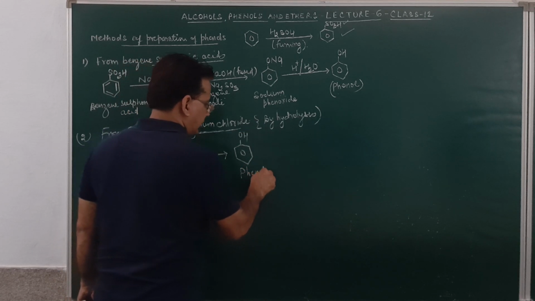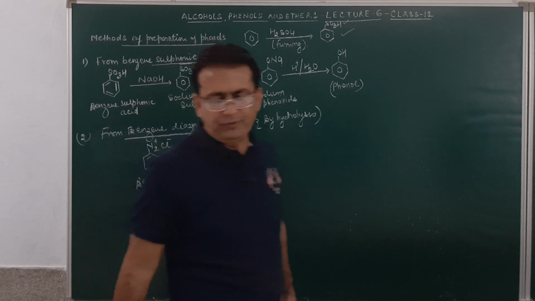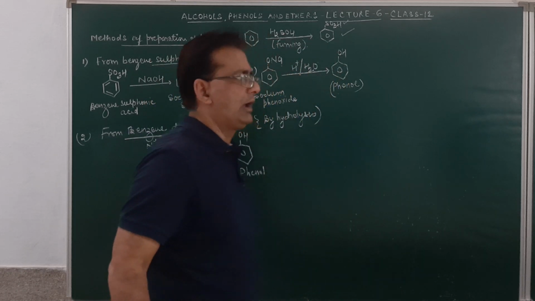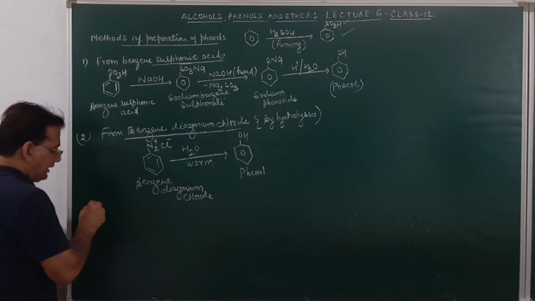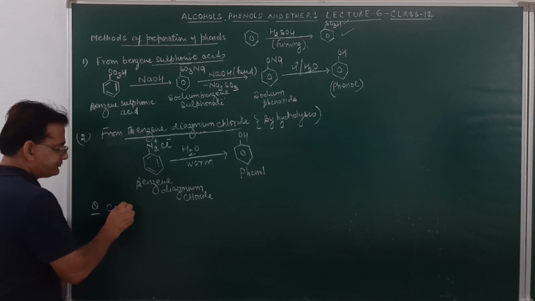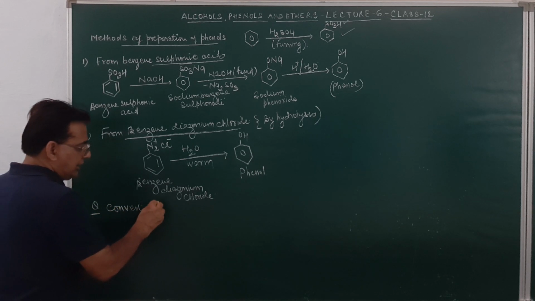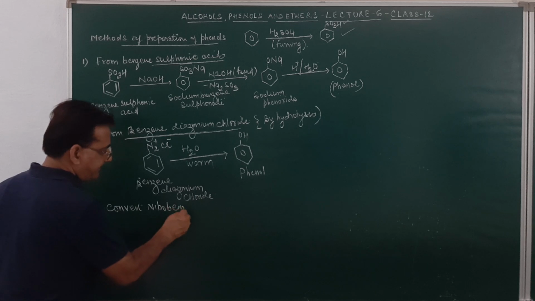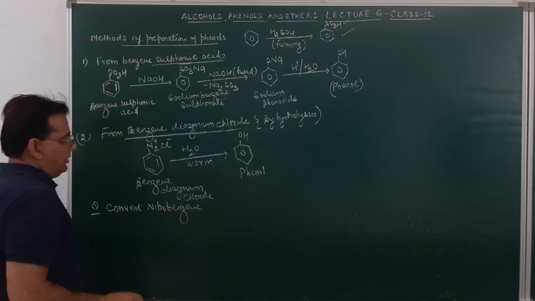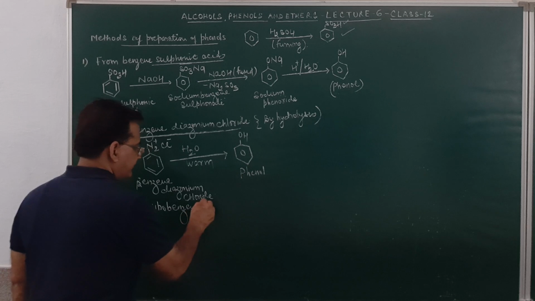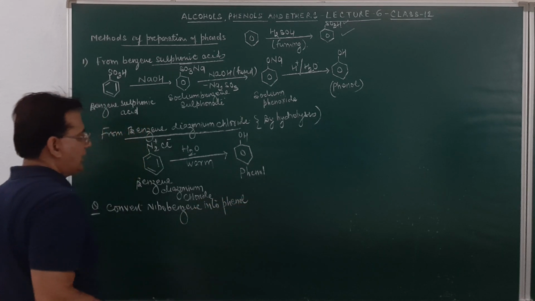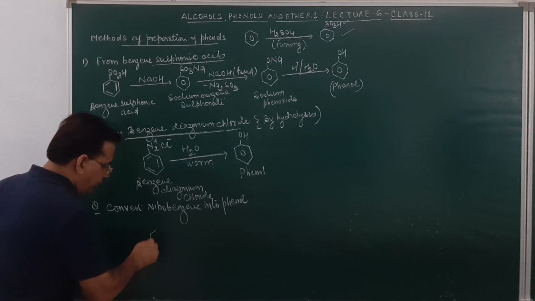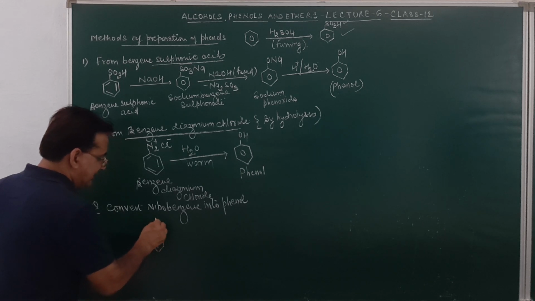Now see, students, over here there can be two sets of questions. First of all, how do we prepare benzene diazonium chloride? Just see very carefully. The question can be: convert nitrobenzene into phenol. How will we convert? Nitrobenzene will be this one, C6H5NO2.